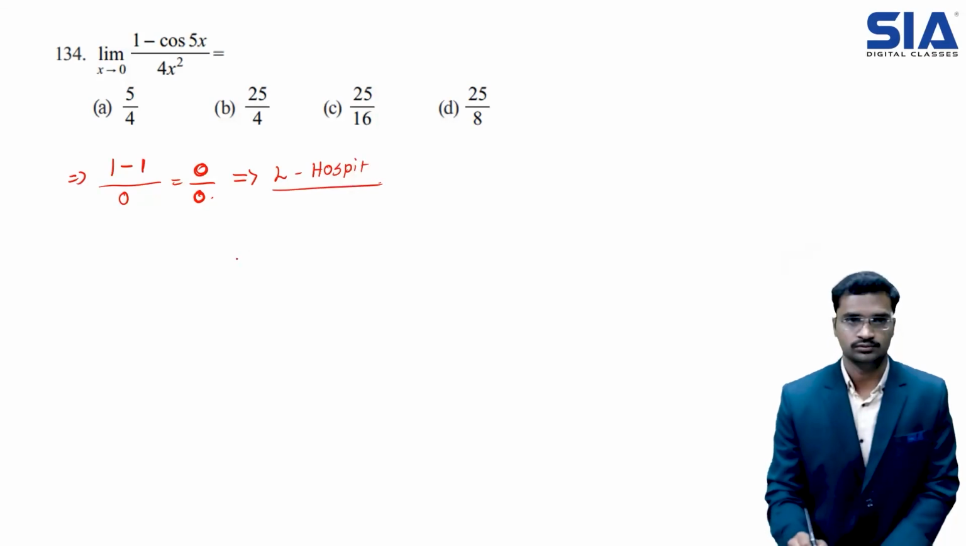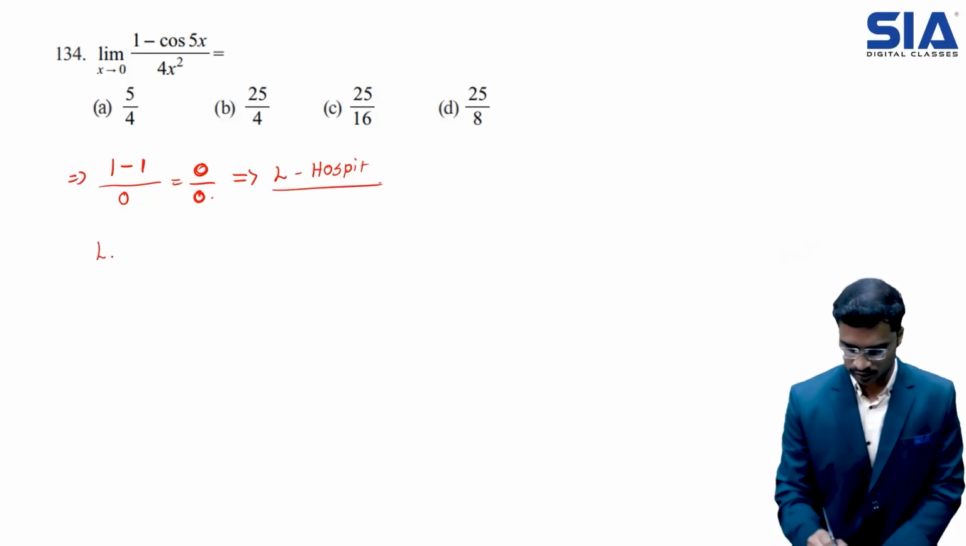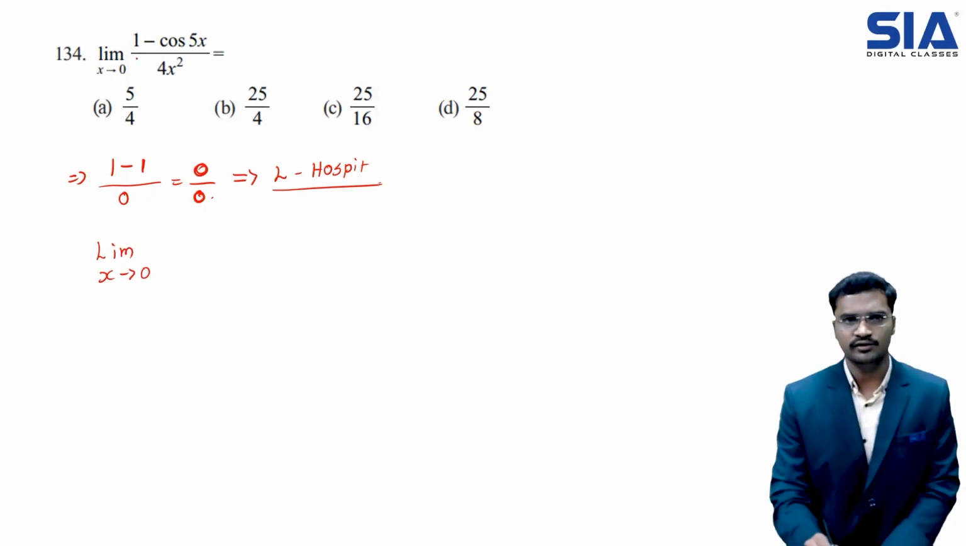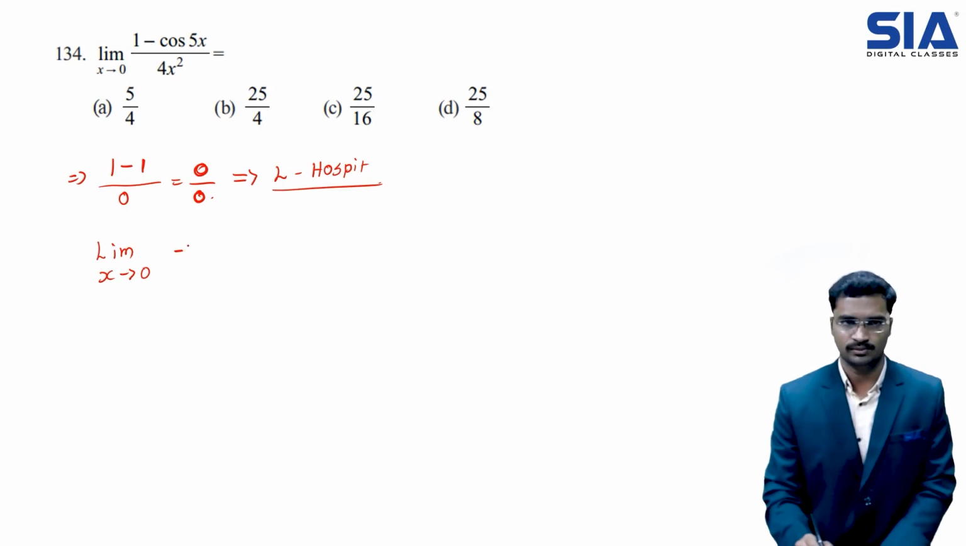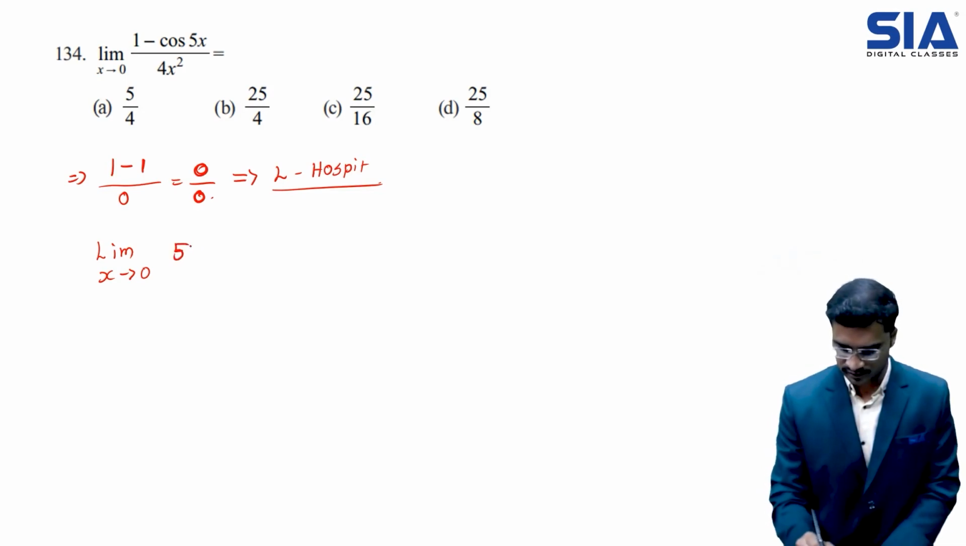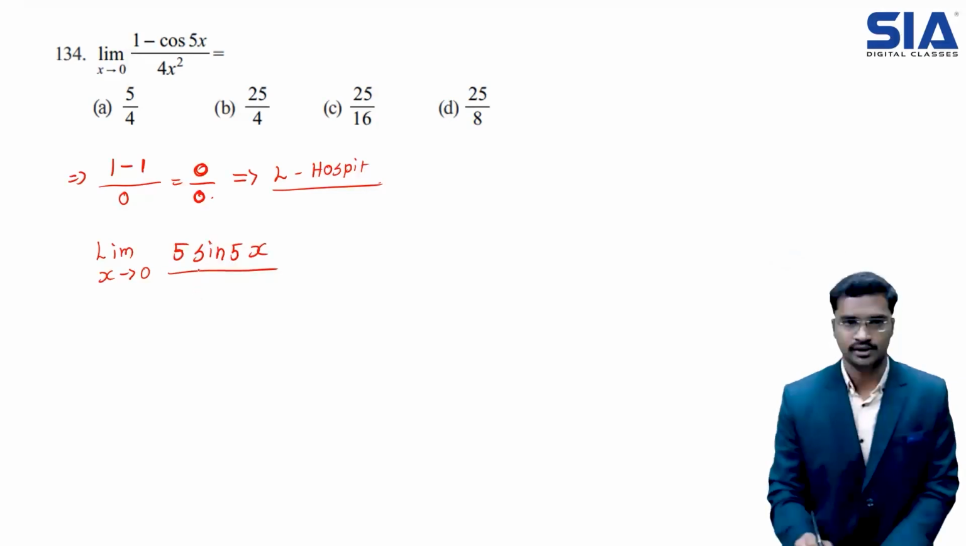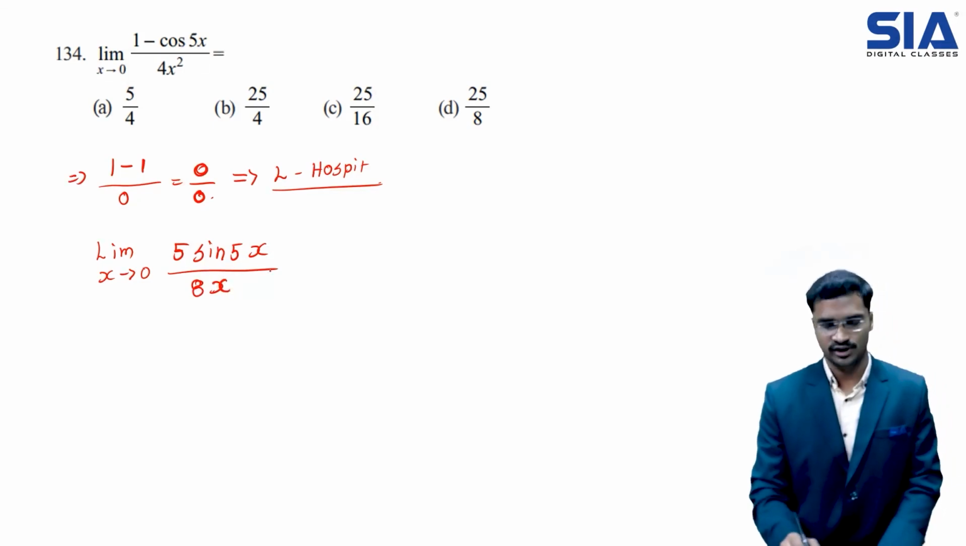After applying the L'Hospital rule, limit x tends to 0: differentiation of 1 is 0, then minus cos 5x will become sin 5x, divided by, in the denominator, 4 twos are 8x. This will become 8x. So let us substitute the value 0 here. This also is giving a 0 by 0 value.